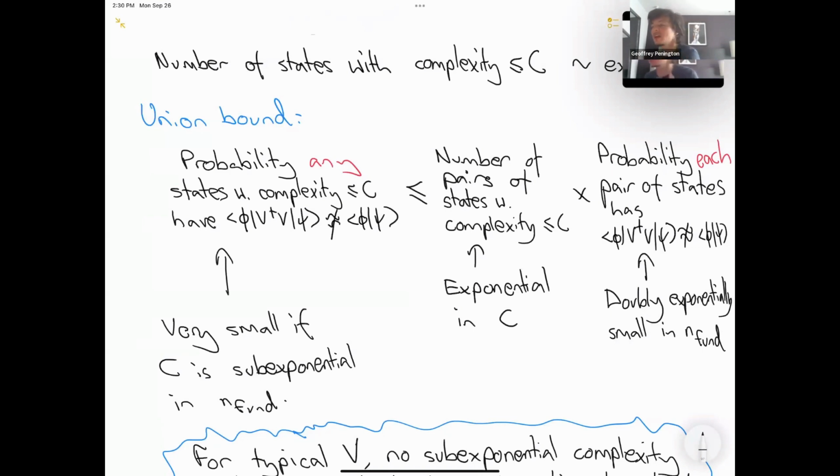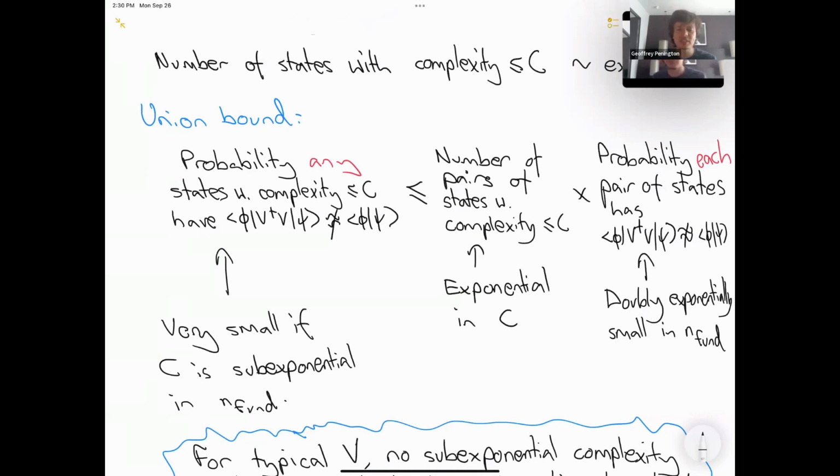So what this means is that this very crude so-called union bound still tells us that the probability of any pair of states, with complexity less than c, being able to detect the change in the inner product is always going to be very, very small, just so long as c is sub-exponential in the Bekenstein-Hawking entropy. So we can really allow very, very high complexity states, and they still won't be able to learn anything about the change in the inner product for typical Bs, for almost all Bs, where we've chosen U according to the Haar random ensemble.